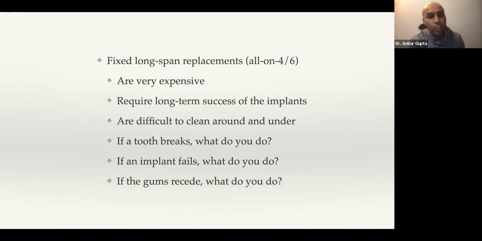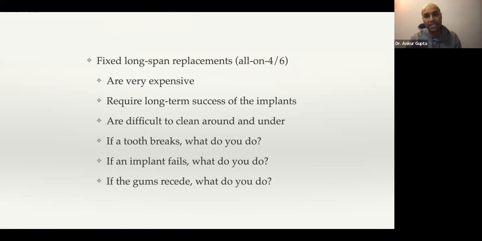And what if the tooth breaks from my bridge? Or what if an implant fails? What if the gums recede? What do I do? And the fact is, it's easy for those things to happen because it's difficult to clean around and under. Here's a case that I did on a patient.